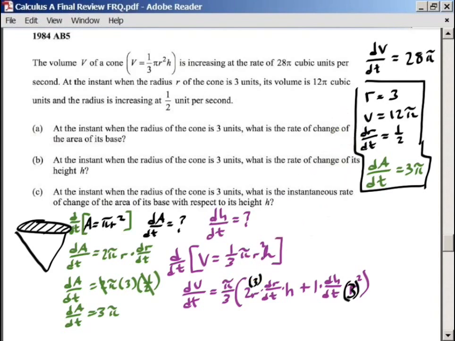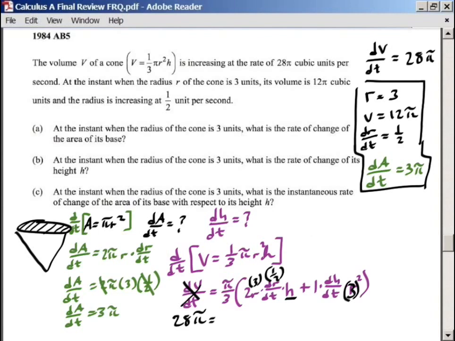Yeah, he's right there. He's a 1/2. So now I have to plug in dv over dt, which is going to be 28 pi. So this is 28 pi. Oh, that's a great pi. Now the only one I'm missing is the h.